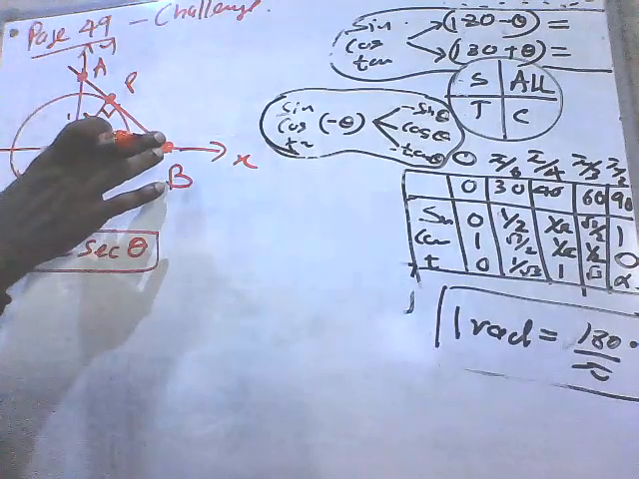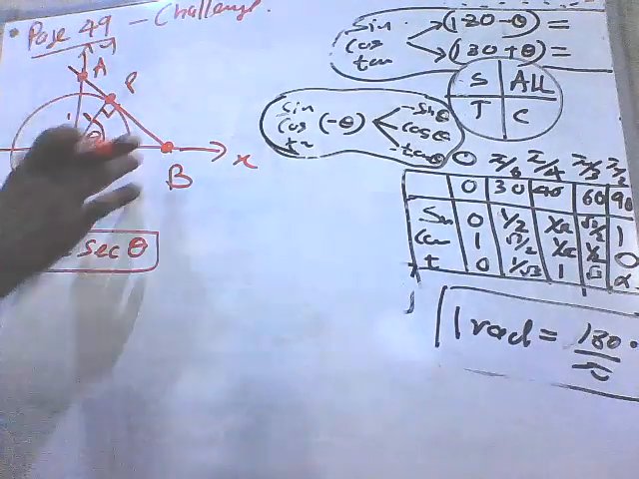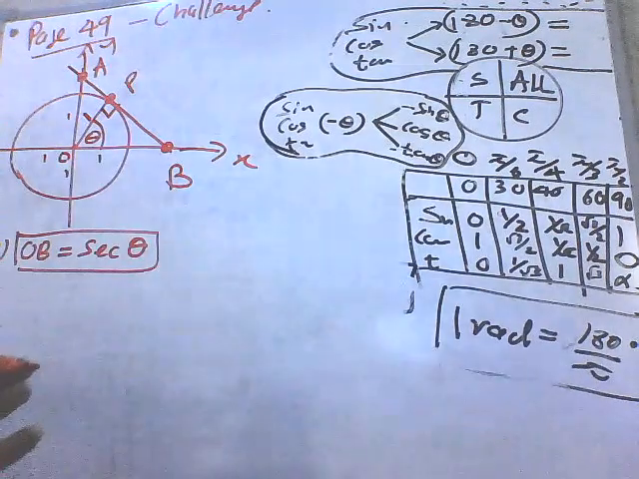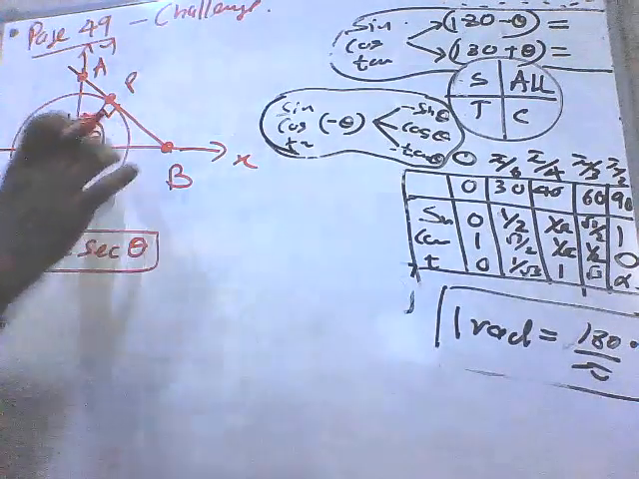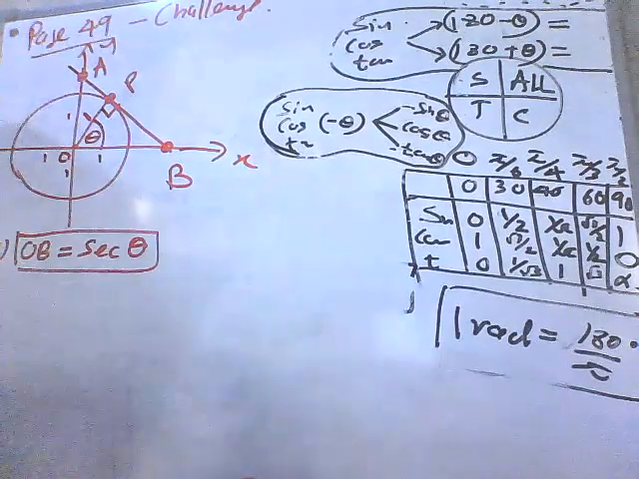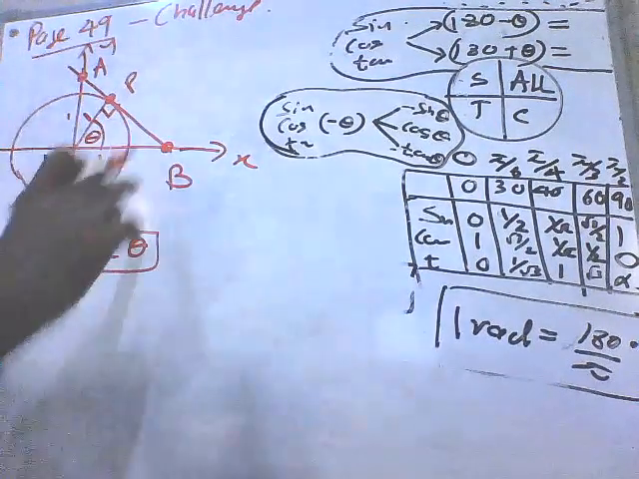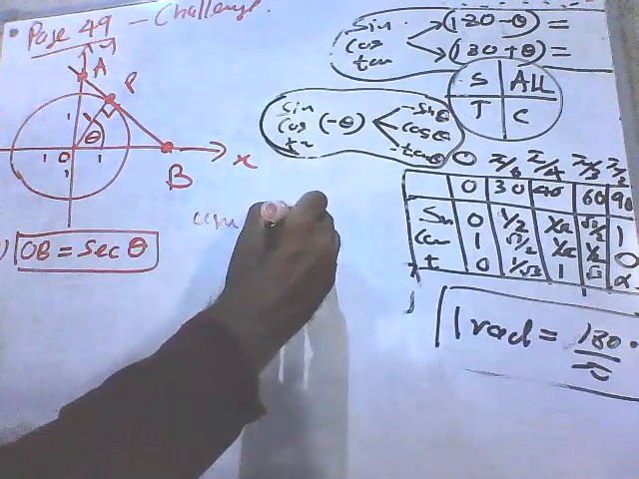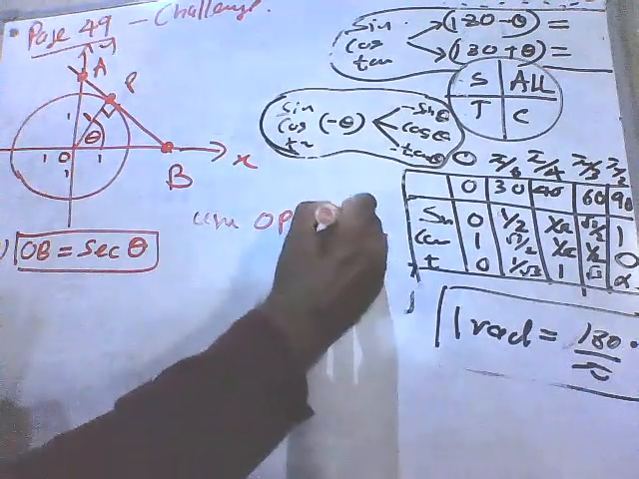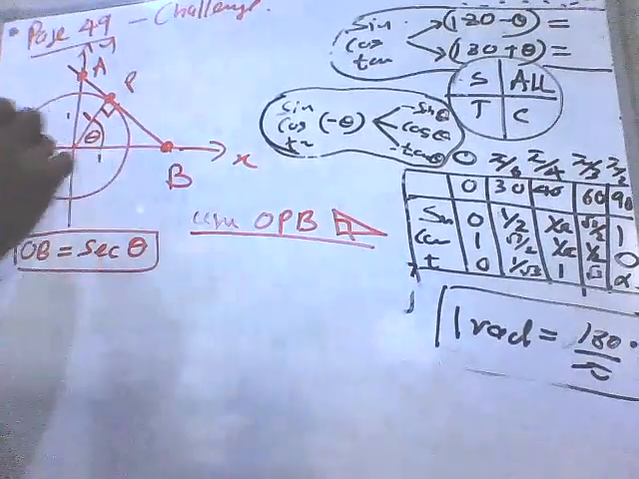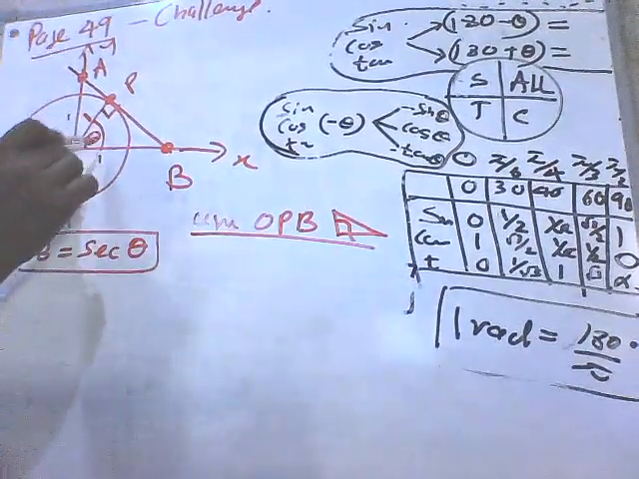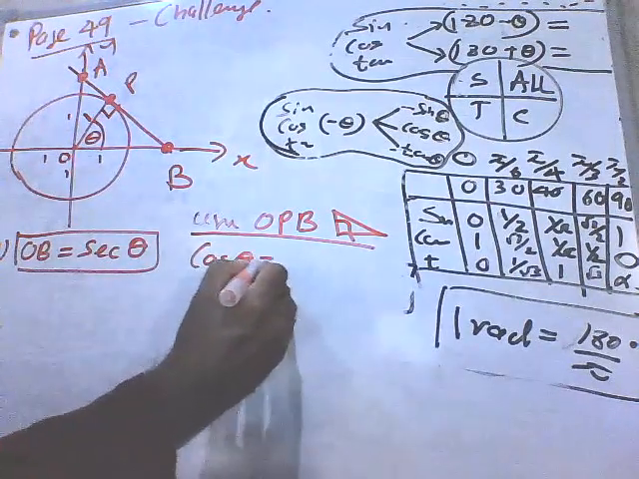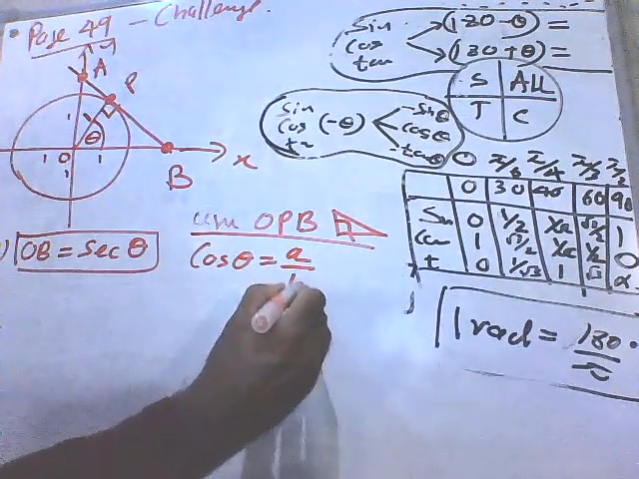We'll do like this. Anyway, sec cos. So if you take this, I will pause the video for a while. Using the OPB right angle triangle, we can write cos theta is equal to adjacent over hypotenuse.